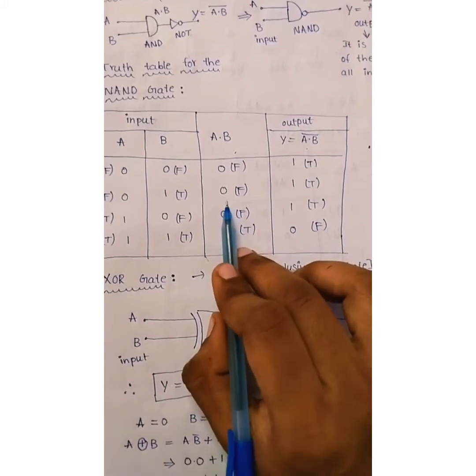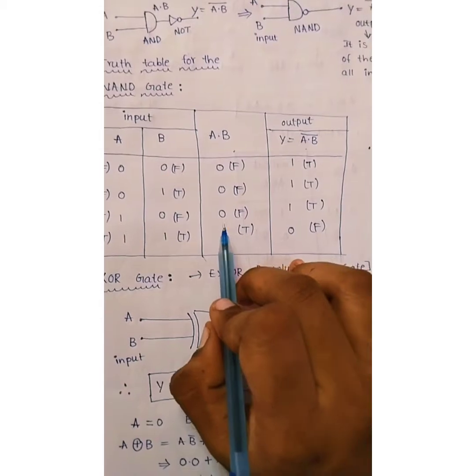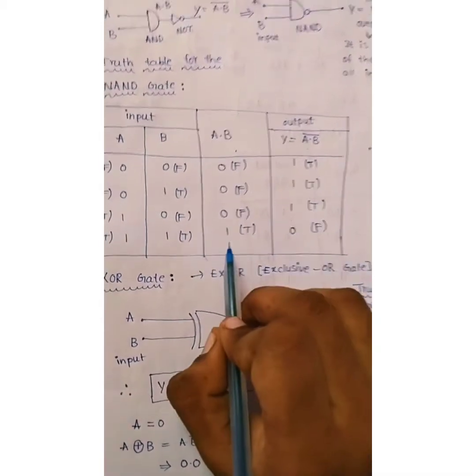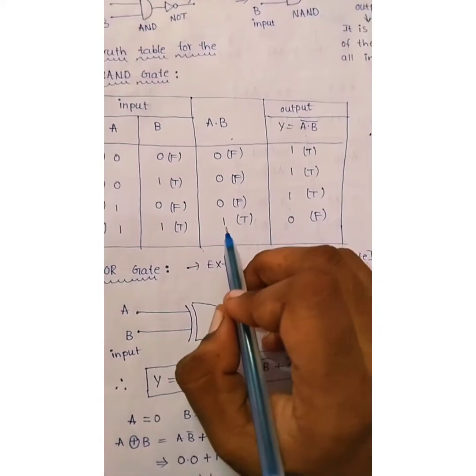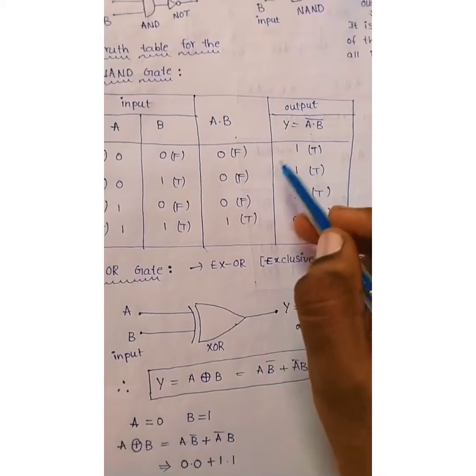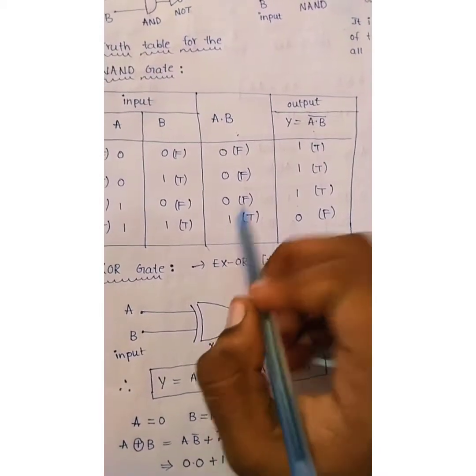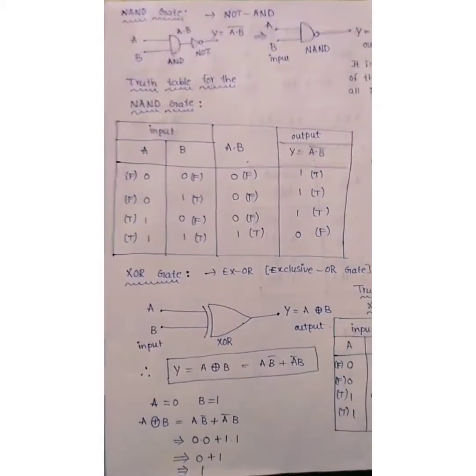Here AB is 0 and the output comes 1, and here also the input is 0 and the output is 1. Here AB is taken as 1 and AB bar comes 0. So this is the NAND gate.